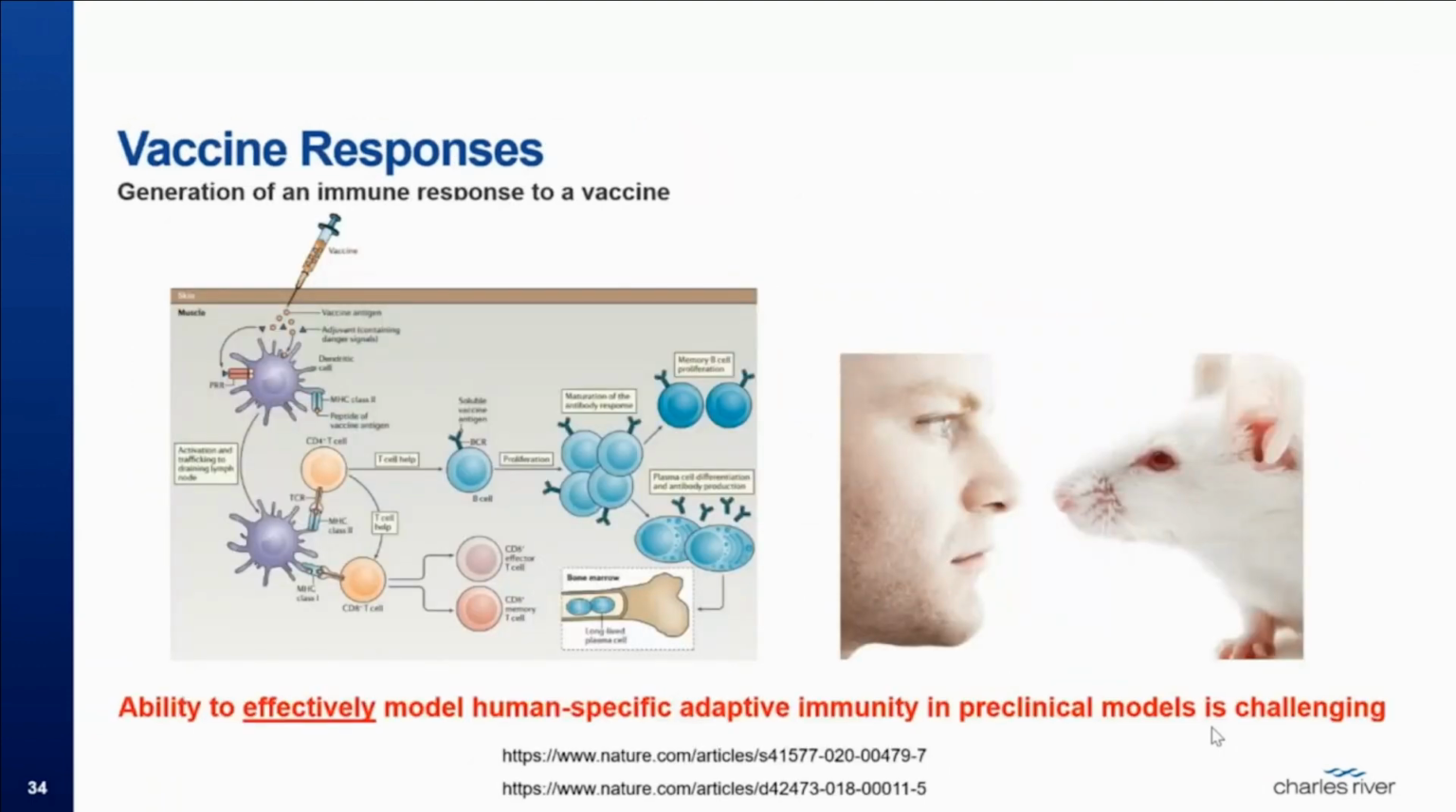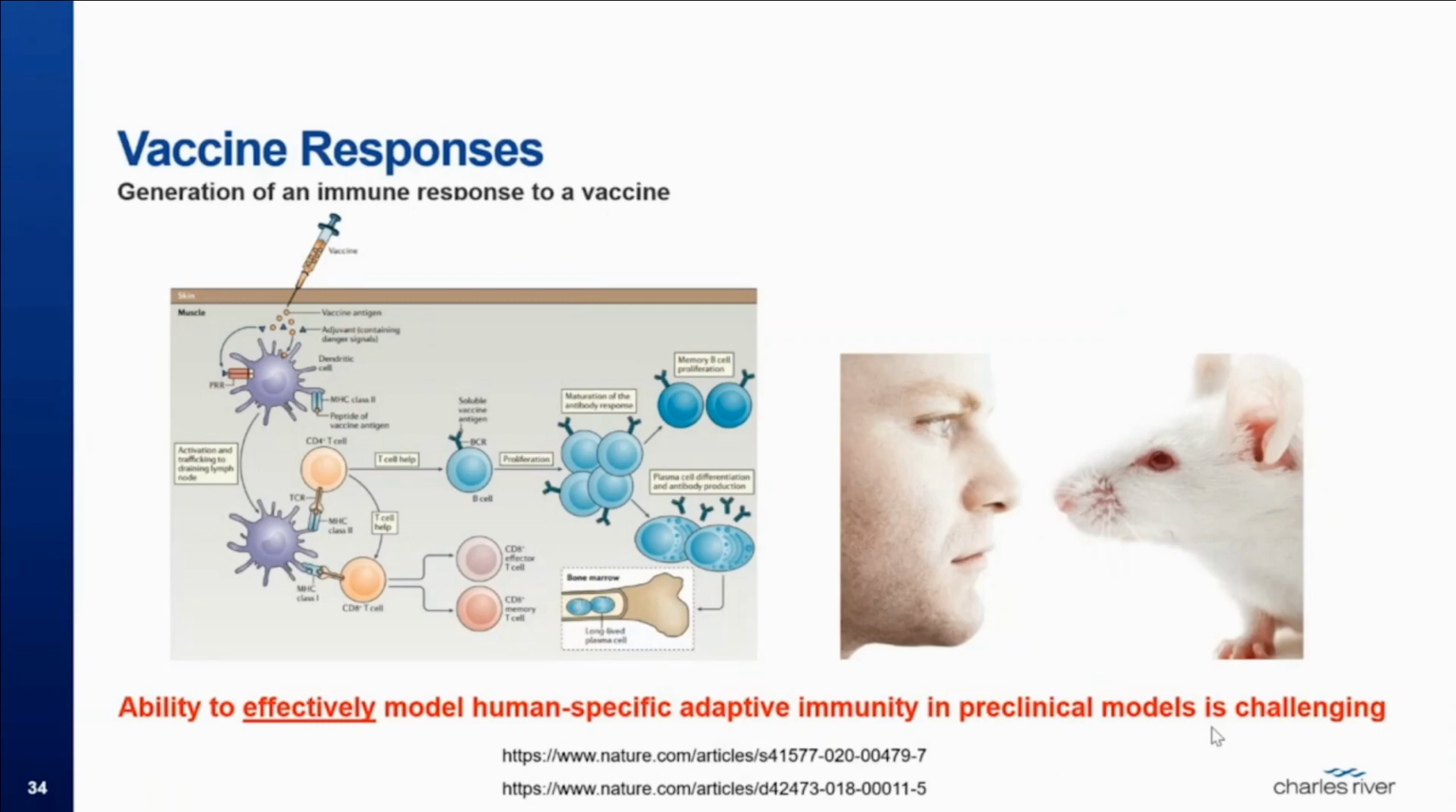And part of the reason there is that it's actually very difficult to model human-specific immune responses in preclinical models. So what happens when you receive a vaccine is that the vaccine antigen, be it a viral protein or a bacterial protein, is uptaken by antigen-presenting cells, for instance, dendritic cells, which you can see in this picture on the left-hand side. And those dendritic cells process the antigen and induce either a B-cell response, which will make antibodies against the pathogen, and or a T-cell response, usually through CD8 T cells.